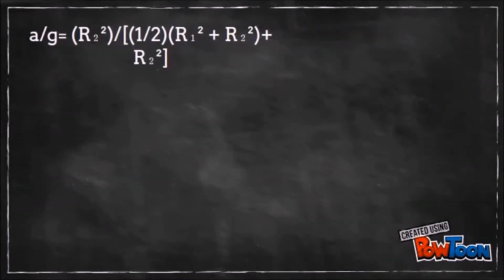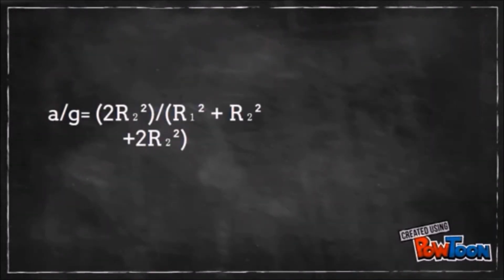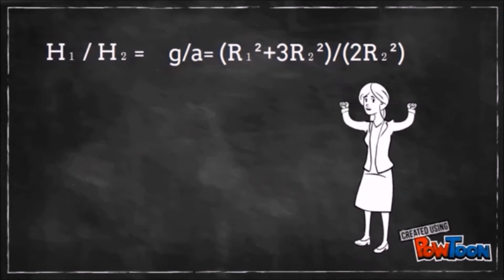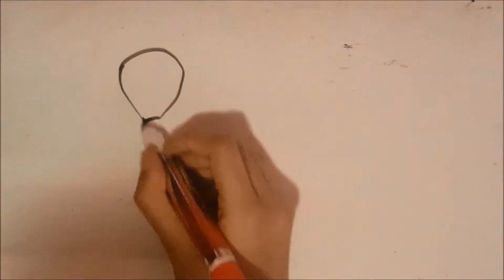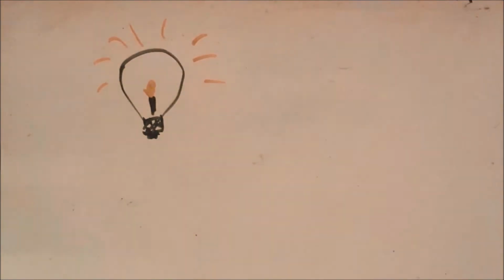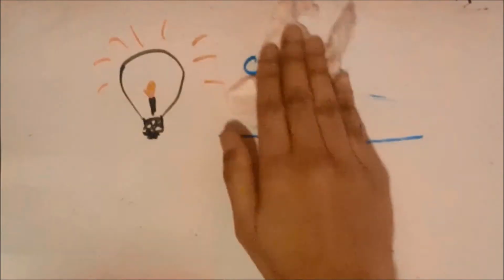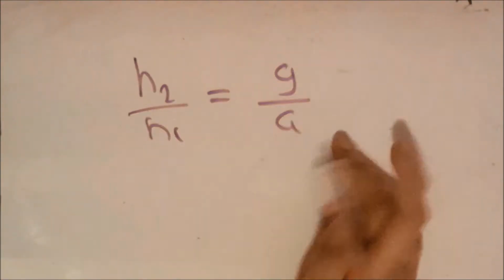This equation is a over g equals 2 r2 squared over r1 squared plus r2 squared plus 2 r2 squared. Then we collect like terms and take the reciprocal to get g over a is equal to r1 squared plus 3 r2 squared over 2 r2 squared. Remember that g over a is equal to the ratio of heights. That means this equation is the ratio of heights. We now know the ratio of heights, which means that we can make them hit the floor at the exact same time.